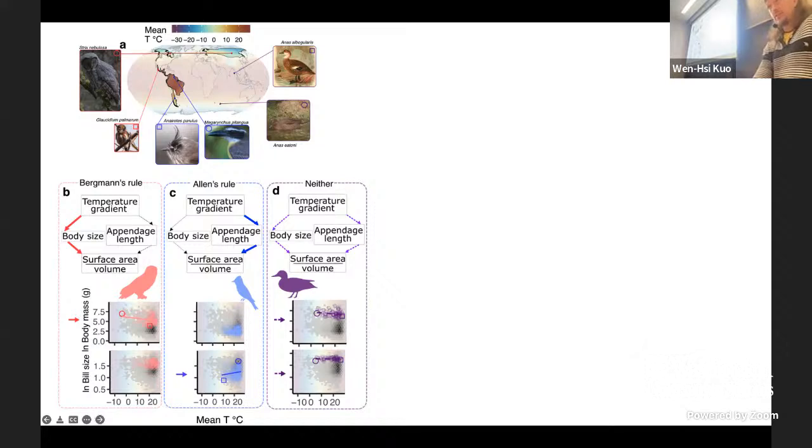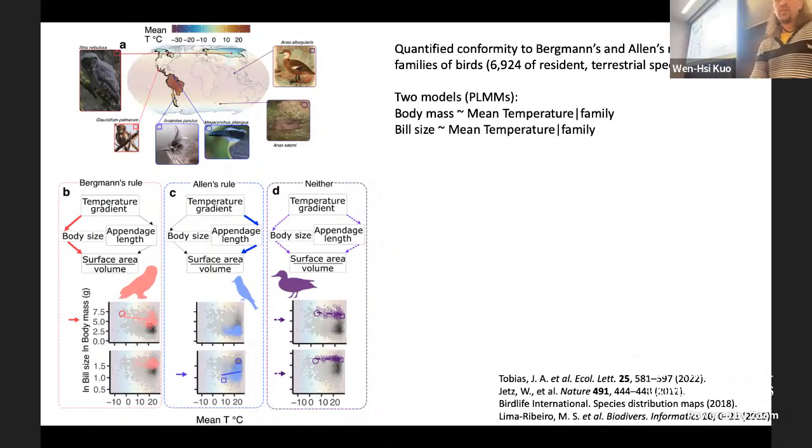Ducks also occupy a similarly large portion of the temperature gradient across the planet, but barely change their body size and barely change their bill size. So we think ducks are an example of subtle complementarity here, shown as conforming to neither rule. So you can guess what we did, right? We went out and quantified conformity to both Bergmann's and Allen's rules at the same time across 107 families of birds. We covered almost 70% of all bird life, about 7,000 of the world's 10,000 species. And we excluded about 3,000 species because we really wanted to focus on non-migratory resident species, right?